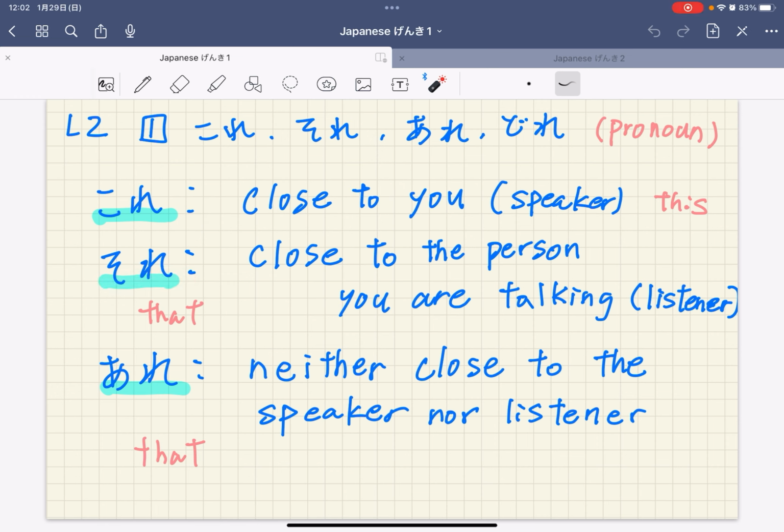And there is another pronoun あれ. あれ is used for something neither close to the speaker nor listener. So あれ also means that in English. But there are two pronouns それ and あれ in Japanese, and both mean that in English.